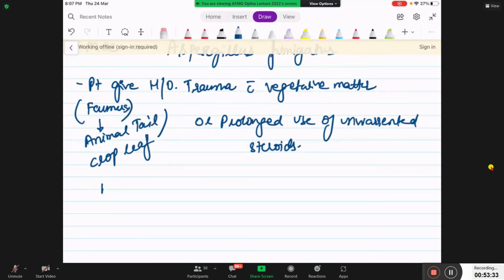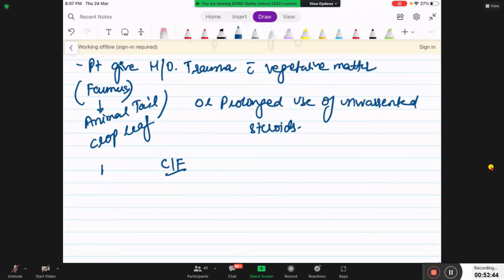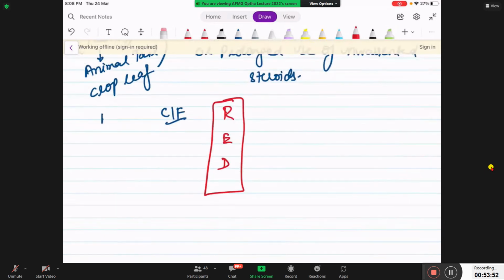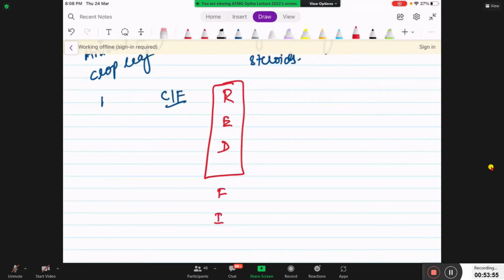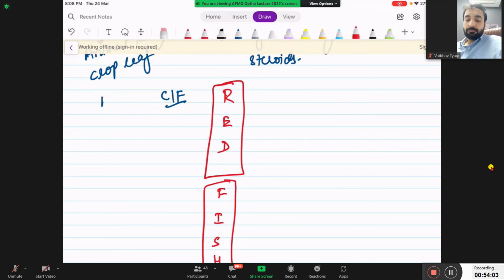Now, talking about clinical features, signs are more than symptoms, as I have told you. The clinical features are very, very important in fungal corneal ulcer. And the mnemonic which you have to remember in fungal corneal ulcer is RED FISH. Red fish. What was the mnemonic for mydriasis? Can you tell me in the message chat box?